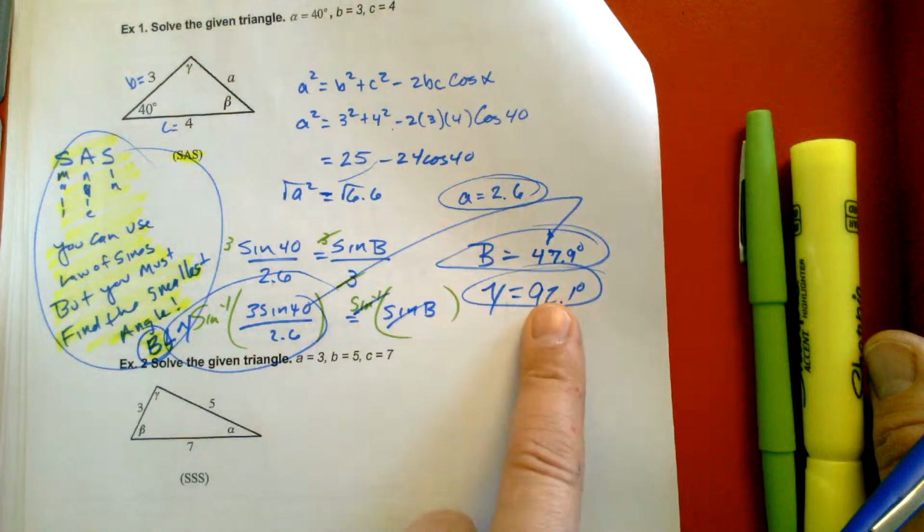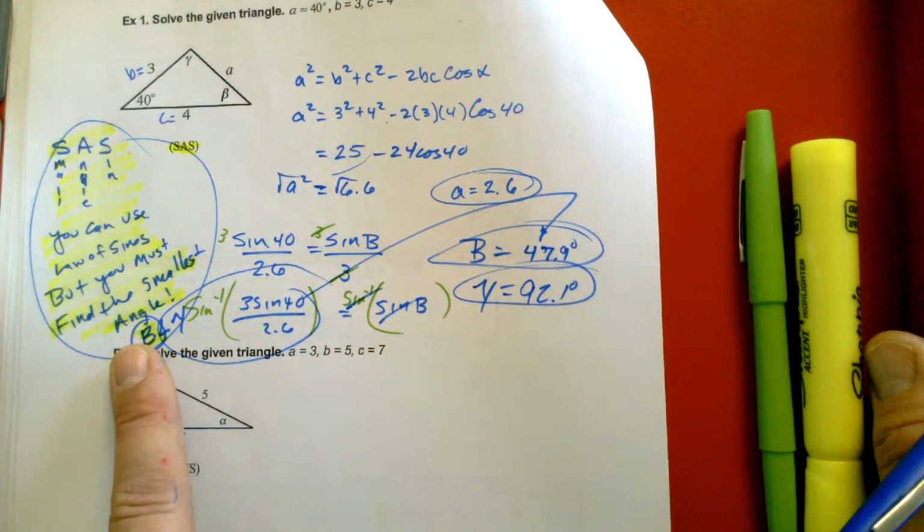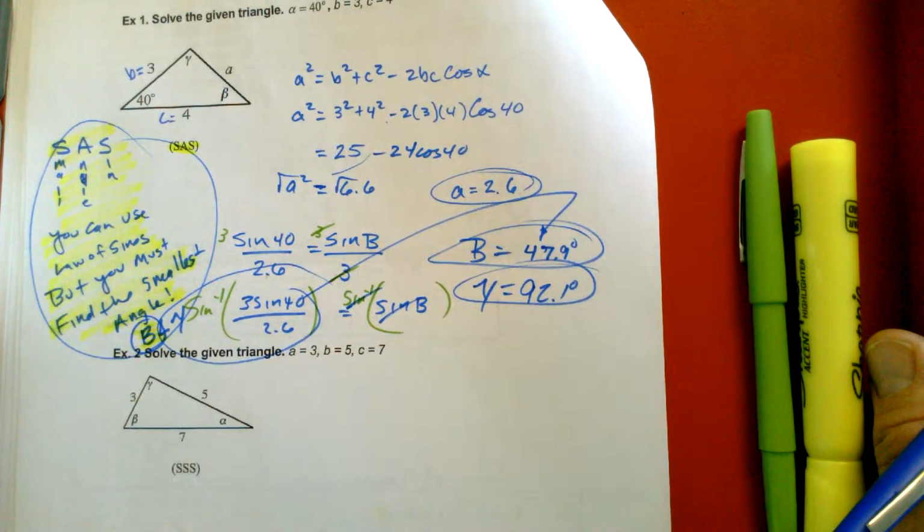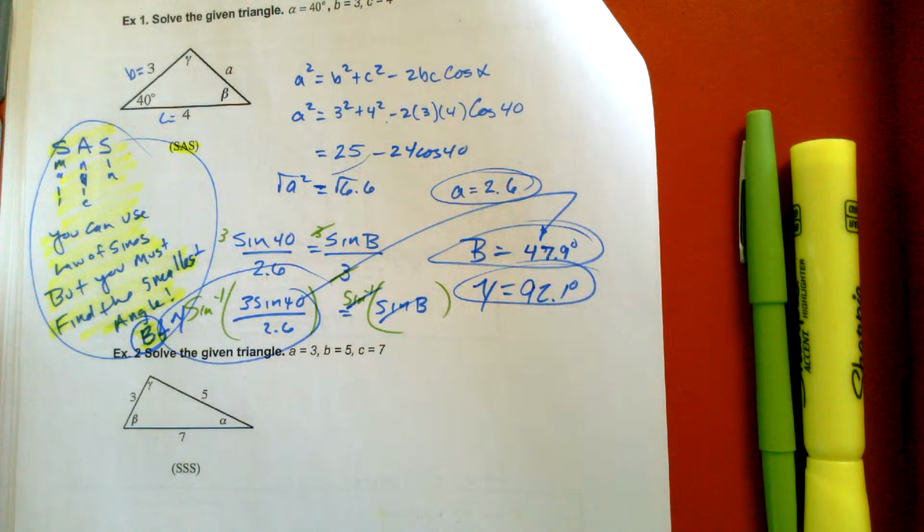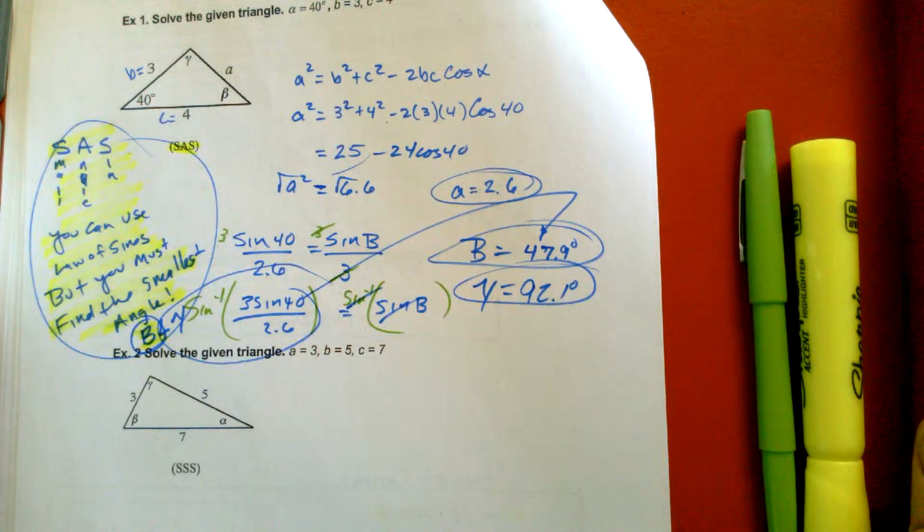If I try to find gamma, I would not have found 89.1 because that's out of its range for inverse sine. Right? That's why we always find the smallest angle if you're using law of sines for a SSA triangle. Okay? Hopefully that makes sense.